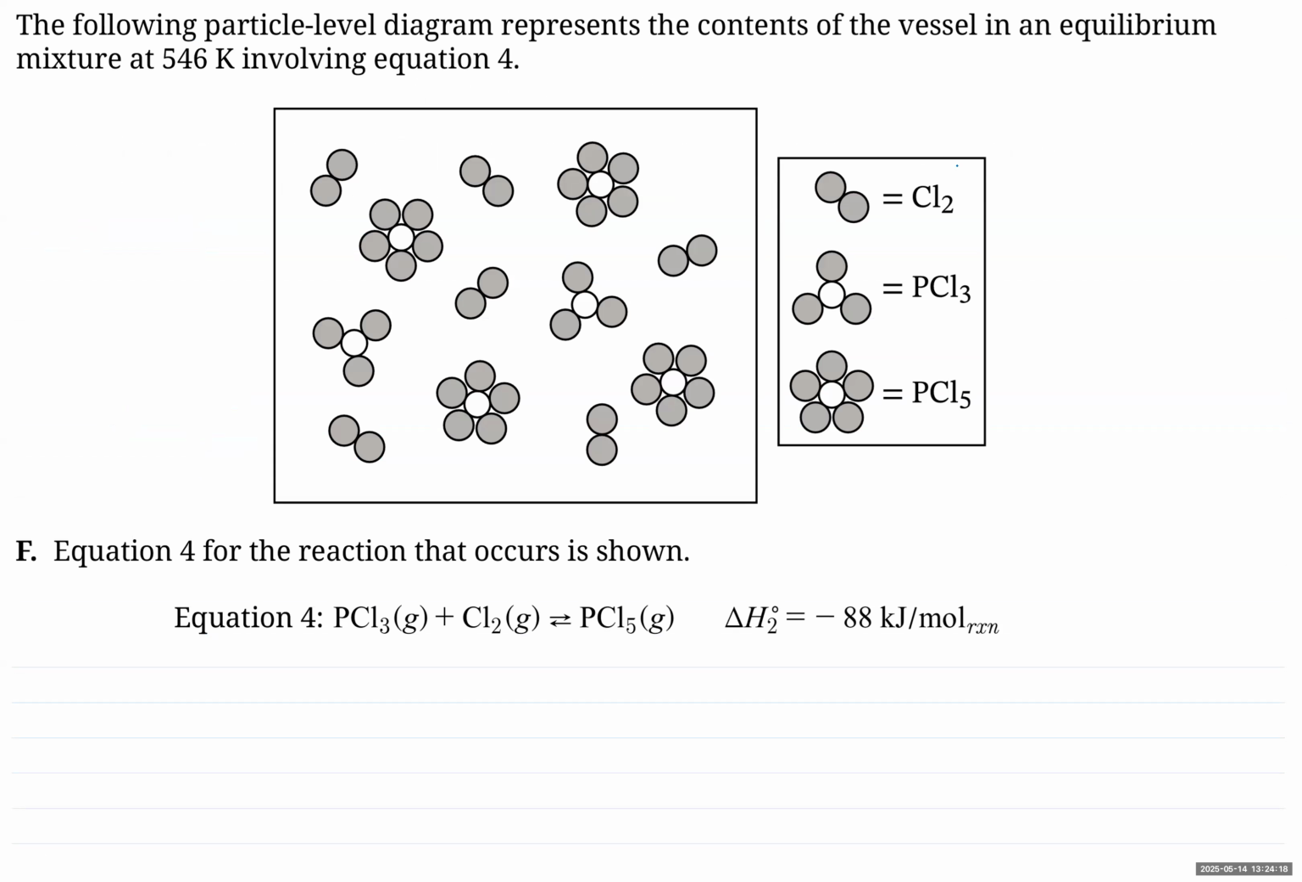It's 1.00 ATM per particle, right? So what do we got? For chlorine, we got 1, 2, 3, 4, 5, 6. So we got 6 particles. And then for our PCl3, let's see, 1, 2, I count 2 particles.